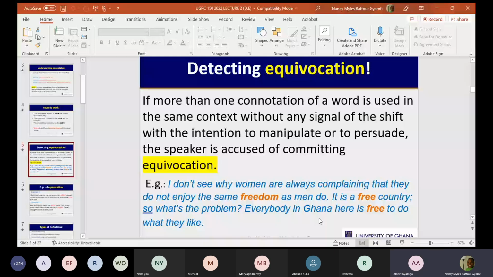When you are using the different connotations, that simply means the different meanings of that same word in a confused manner. You are using the first meaning of the word, but then you shift as if you meant the second meaning, then you shift to the third without signal to the people listening to you. And I said that in the previous class, so let me say it here too.